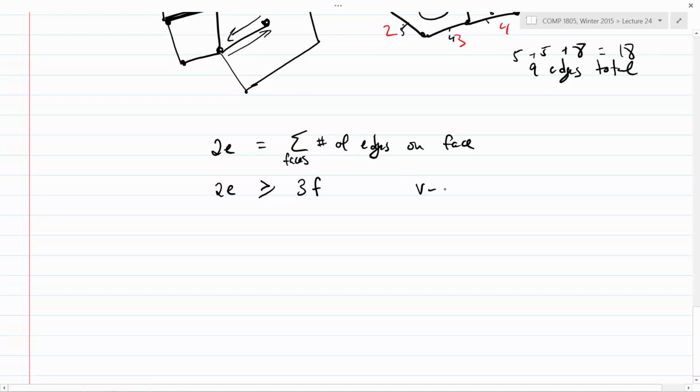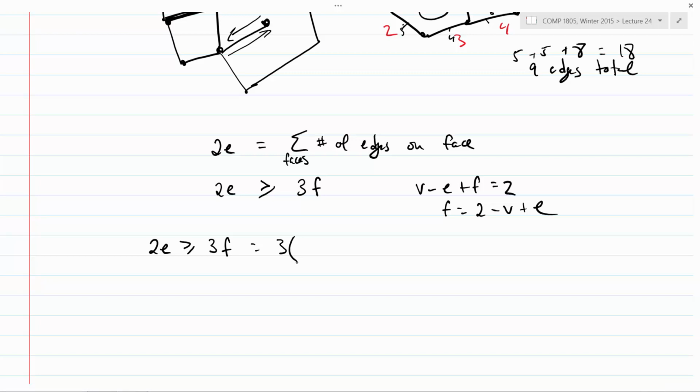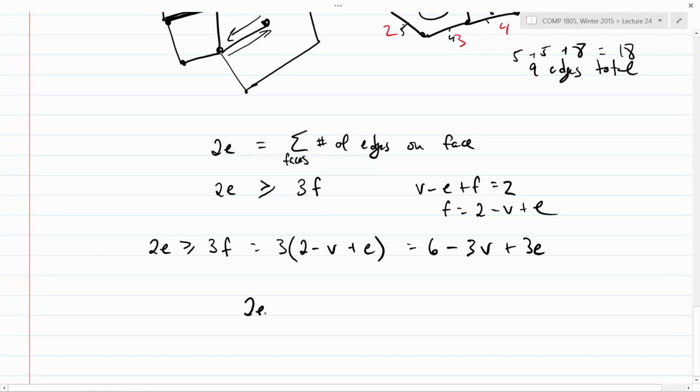And we also know that v minus e plus f is 2. So if v minus e plus f is 2, then f equals 2 minus v plus e, just by rearranging. So now I'm going to substitute in. I have 2e is at least 3f, and that is at least 3 times the rest of the stuff, so 3 times 2 minus v plus e, because those quantities are equal. And that's the same thing as 6 minus 3v plus 3e. So I have that 2e is at least 6 minus 3v plus 3e.